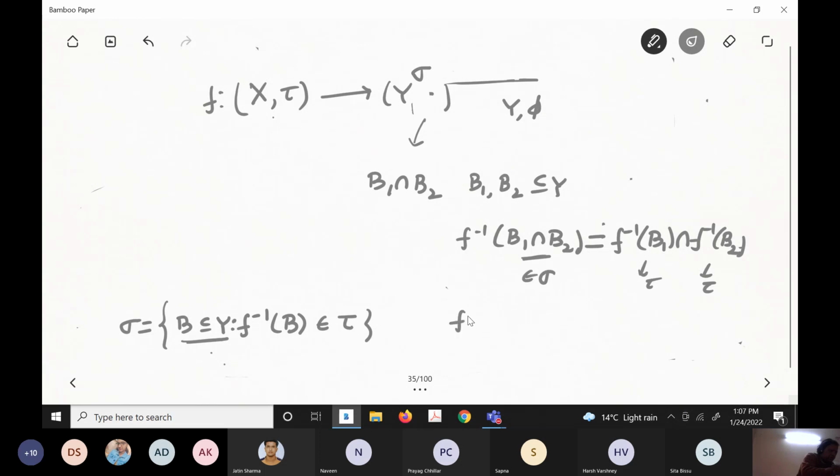Similarly, if you take f inverse of the union over any index i, each of them is in tau, but tau is a topology, so this whole union is in tau. So this is in tau. So that means this is in sigma. So sigma is a topology. Okay. So that is what I am doing here.